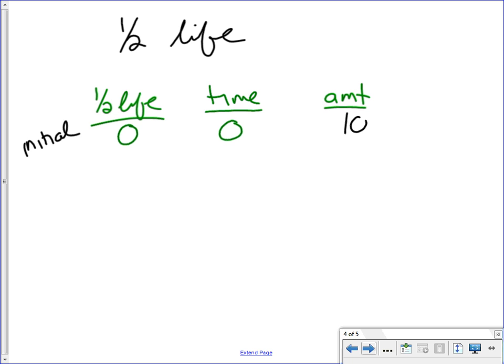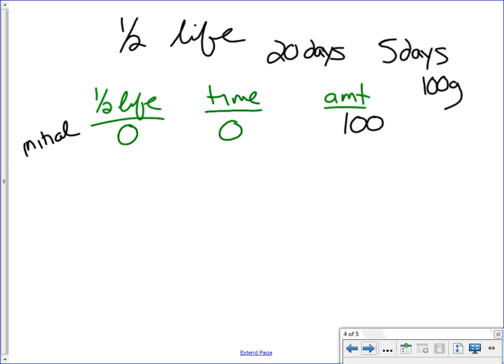For this example, if I want to know what's left after 20 days in my half-life, so after 20 days, my half-life is 5 days. How much is left with an initial 100-gram sample? Well, I don't know how many half-lives I'm going through, so just number this down, maybe through 6. 5, 6, okay?